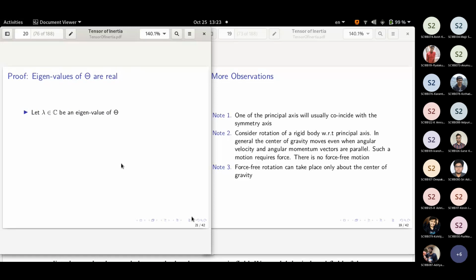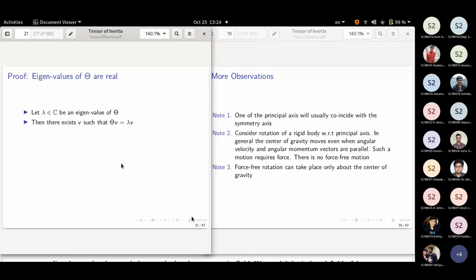Suppose you have an eigenvalue lambda, and let's suppose it belongs to the complex domain. You must remember that the complex domain also contains the reals. So if you can show that lambda equals lambda star whenever it is an eigenvalue of theta, it means that lambda is a real quantity. So suppose lambda belongs to C, because in general the eigenvalues can belong to the complex domain, and is an eigenvalue of theta.